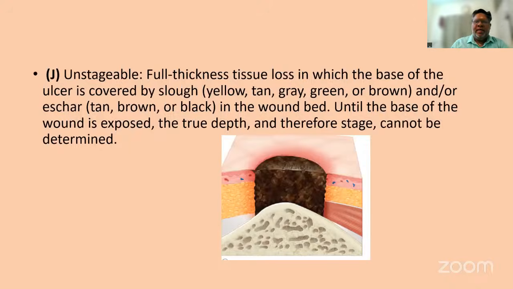Whereas unstageable means there is a full thickness tissue loss in which the base of the ulcer is covered by slough, which is yellow, grey, or green, or by eschar, which is tan, brown, or black in the wound bed. Until the base of the wound is exposed, the true depth and therefore the stage cannot be determined. So this is called unstageable.